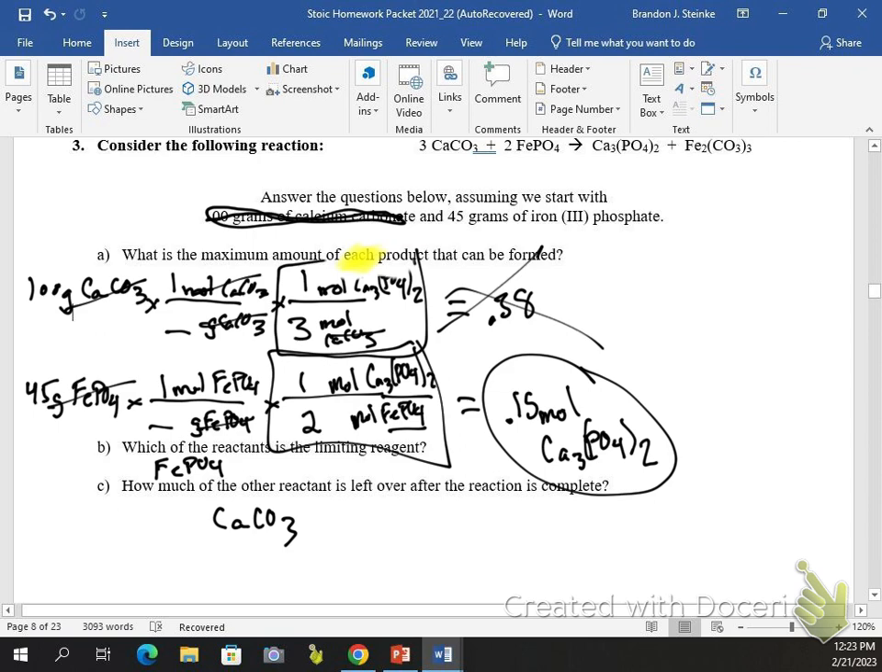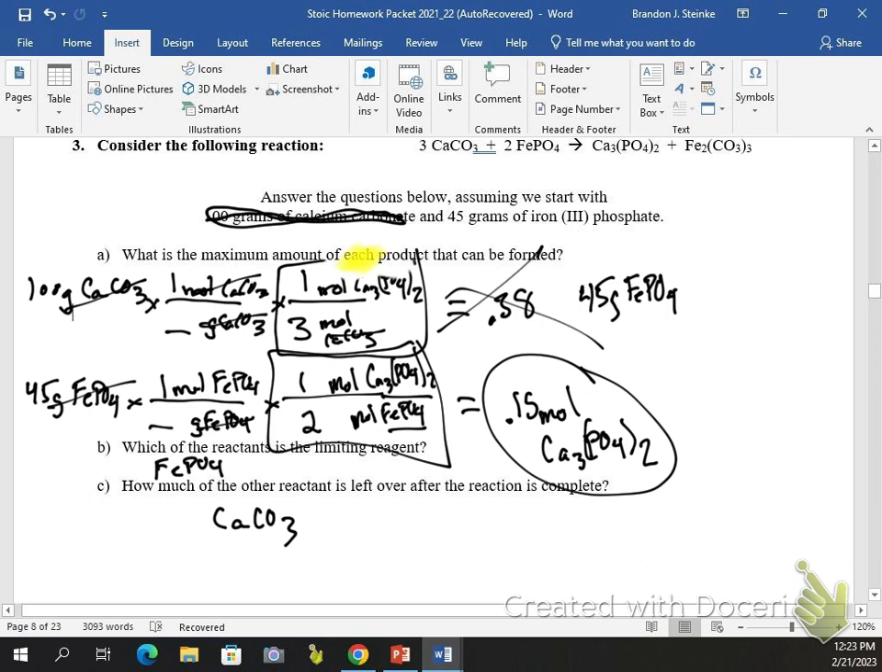Figure out how much is there. I start with 45 grams of iron phosphate. I've done it once by turning it into calcium phosphate. Now what do I need to do? You need to turn it into the product. Now I need to turn my iron phosphate into my other product, iron carbonate. It's the same answer. It will be, but I still need to see the work.